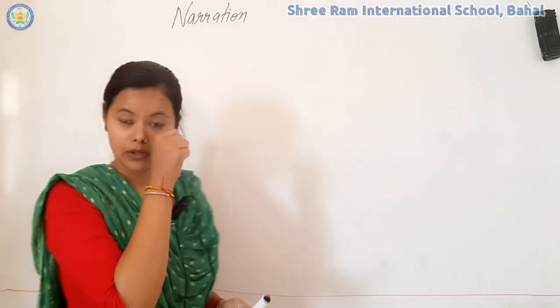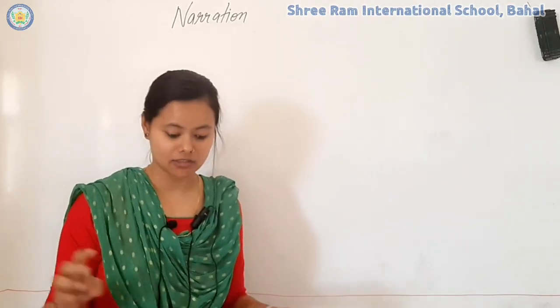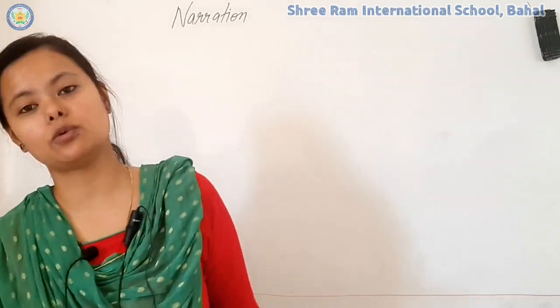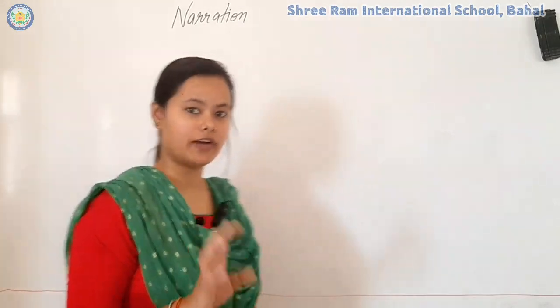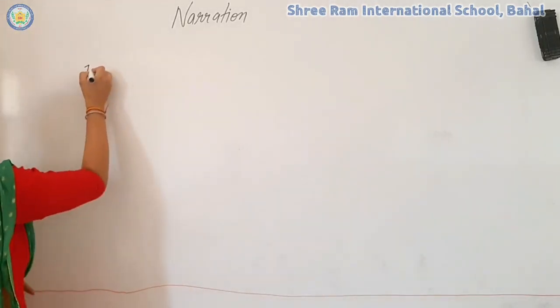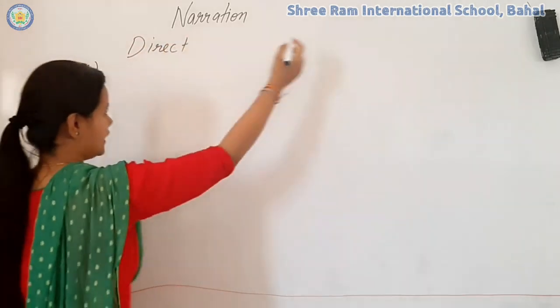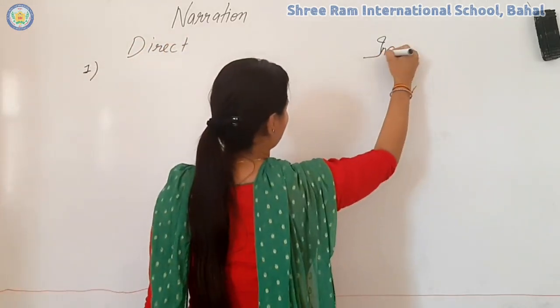As you all know about the tense, how many parts are there? Mainly there are 3 parts, but they are further divided into 4 parts. It means there are 12 tenses you can find in English grammar. So you have to write all the tenses here. First of all, this is for the direct speech and this is for indirect.